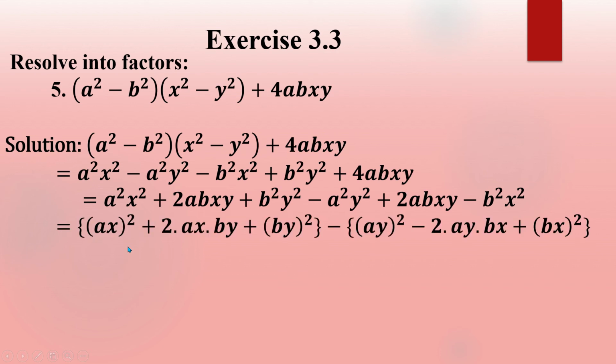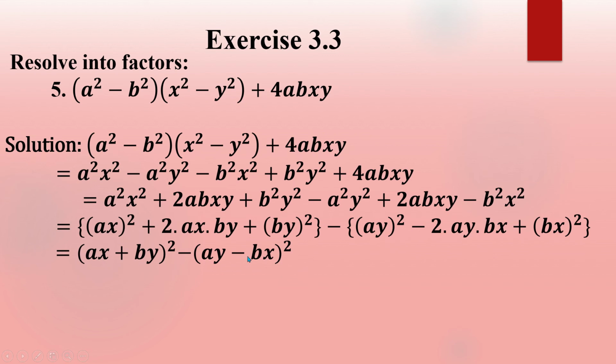Now we can write in this form: (ax) whole square plus 2 into ax into by plus (by) whole square, minus (ay) whole square minus, as we have taken minus common, so here will be minus 2 into ay into bx plus (bx) whole square. Now this is equal to (ax plus by) whole square minus (ay minus bx) whole square.